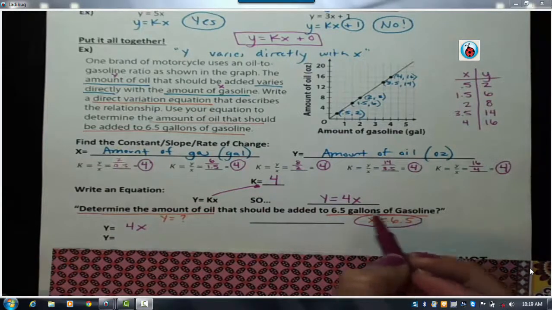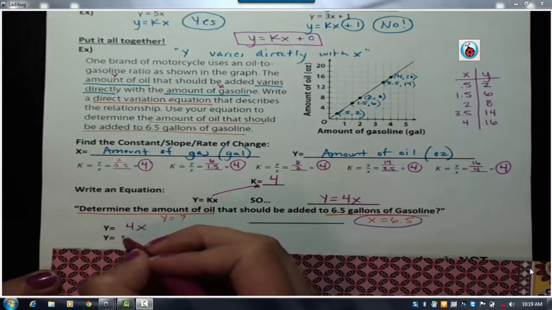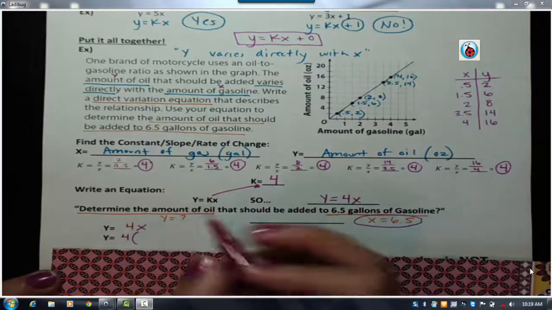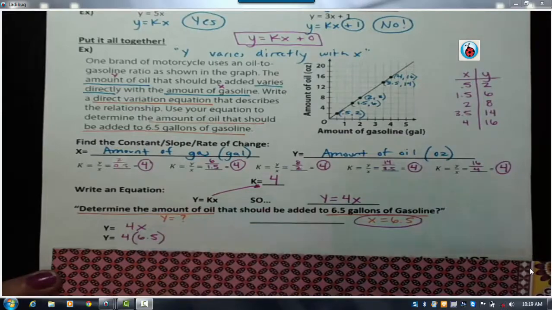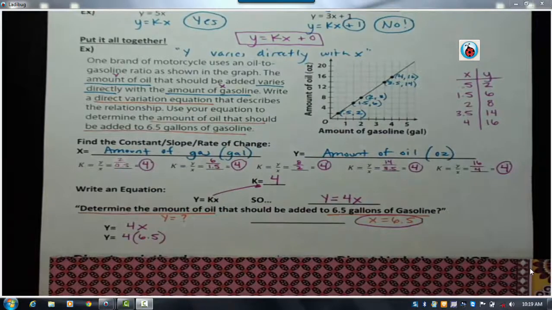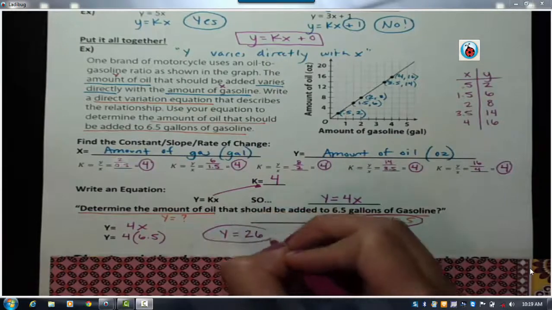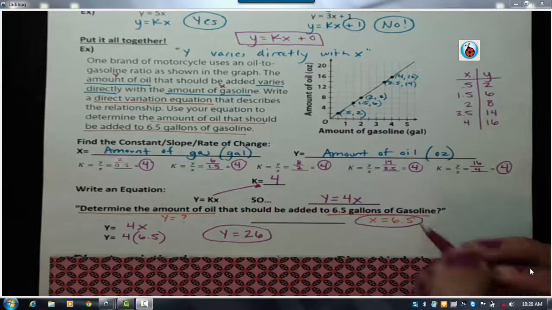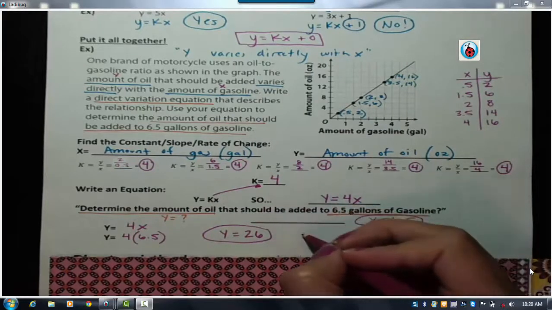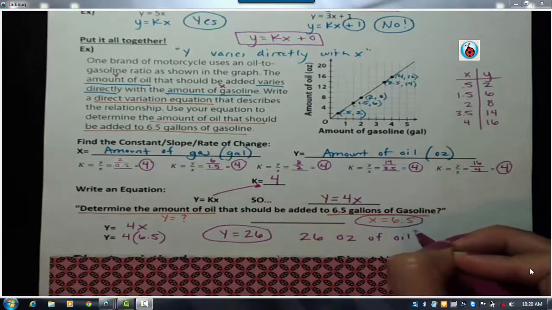Since they give me x is equal to 6.5, I'm going to plug 6.5 in for my x value in my equation. Remember, whenever you substitute a value for a variable, you have to put it in parentheses. Now I'm going to solve. 4 times 6.5 gives y is equal to 26. To answer even more specifically, my y value is the amount of oil in ounces, so my correct answer would be 26 ounces of oil.